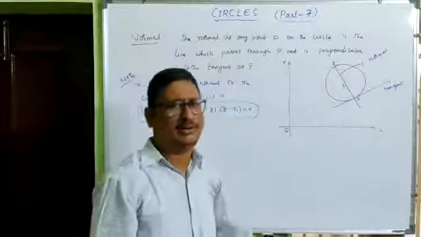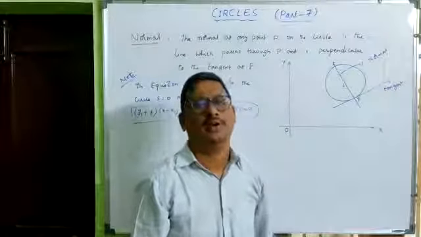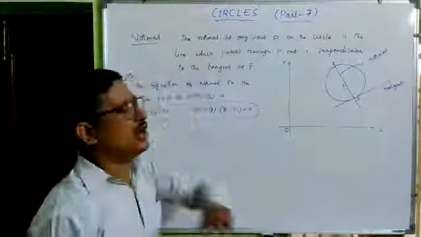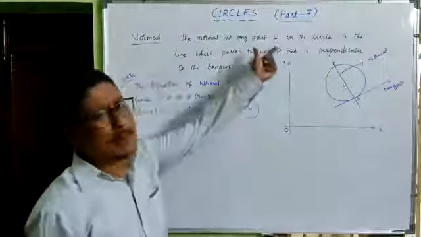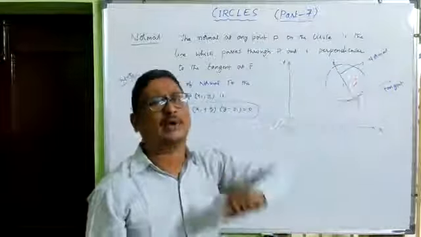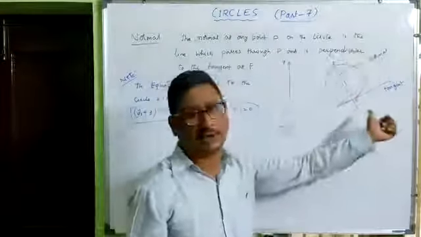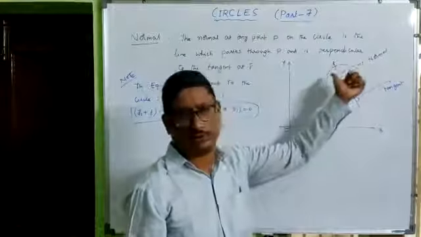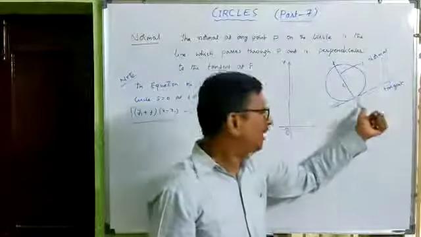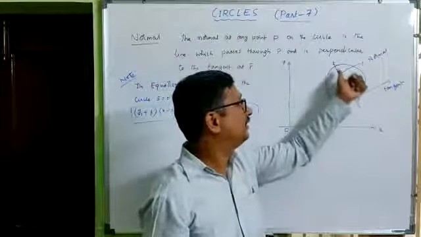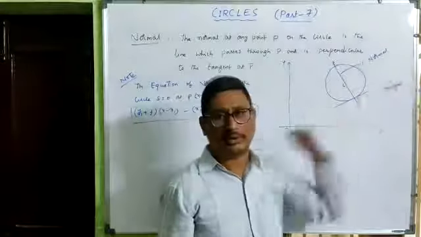Okay, so normal is very simple. It is a line perpendicular to the tangent. In other words, the normal at any point P on the circle is the line which passes through P and is perpendicular to the tangent at P. So this is the clear explanation. For suppose this is the circle S = 0 and this is the tangent at P. So at P we can draw a line, this one, perpendicular to the tangent at P.